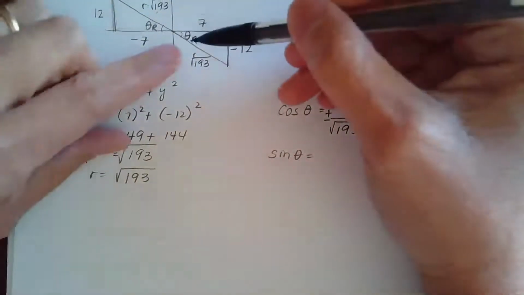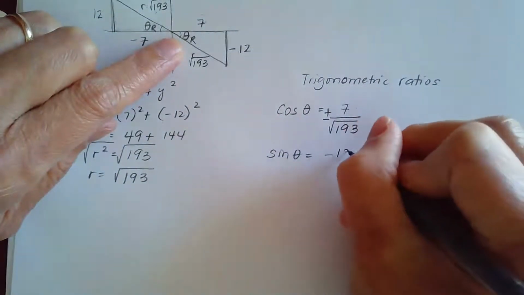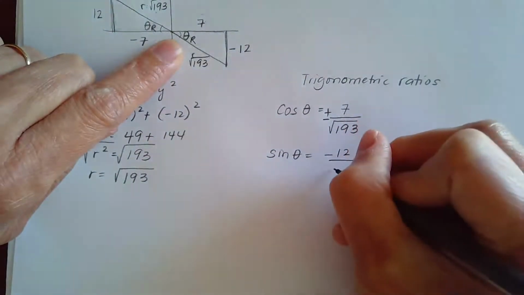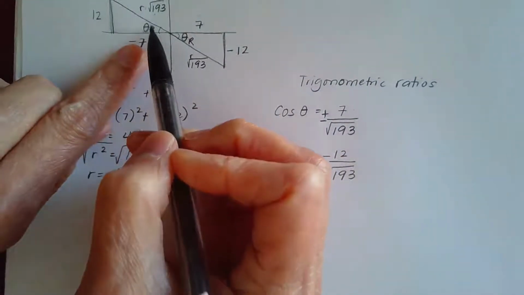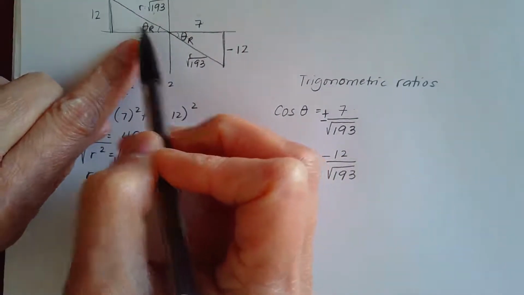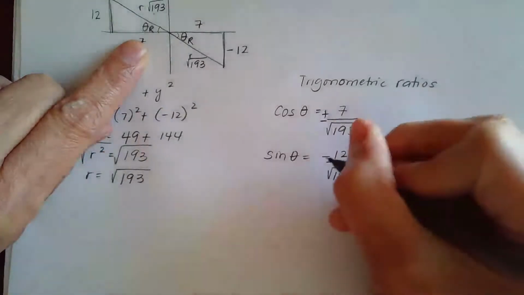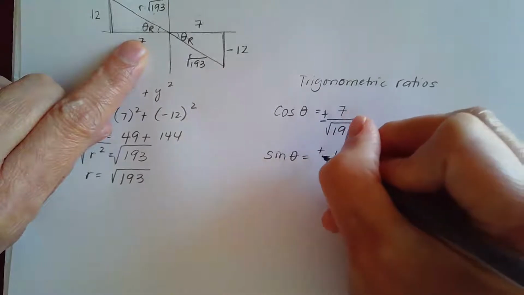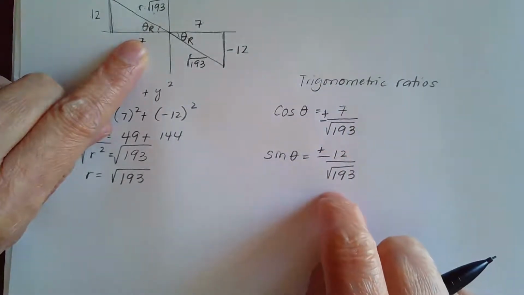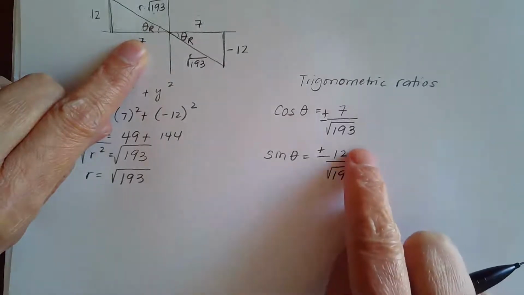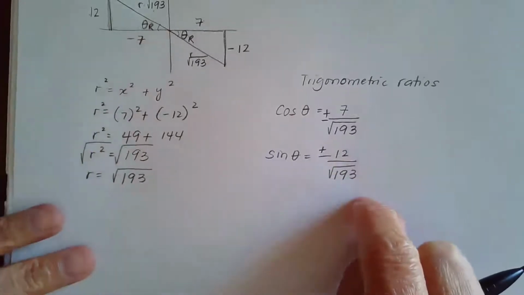Opposite over hypotenuse. So if this is my angle, opposite is negative 12 over hypotenuse of root 193. Now, if you take a look at this angle over here in quadrant 2, opposite is positive, hypotenuse is root of 193. So this one is also plus or minus. So we got two possible solutions for this case. It's either positive 12 over root 193 or negative 12 over root 193.